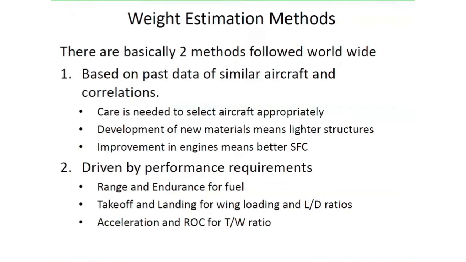Acceleration and rate of climb will be dictated by the thrust to weight ratio. So you can use both the techniques to arrive at the total weight estimation, and then see if they make sense. Because if you get wildly different numbers, then there's something wrong. That's not going to happen. You will get numbers which are very close to each other. So that will ensure a sanity check on your process, both the statistical data correction and also the method of using performance to estimate the weight.